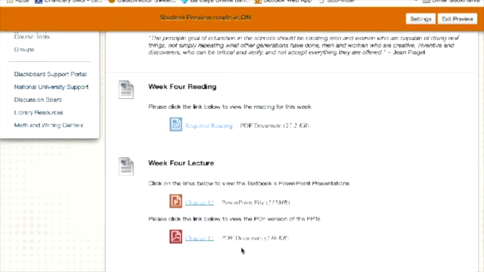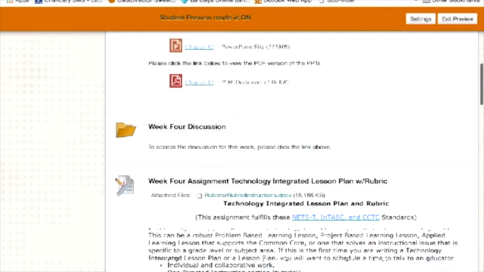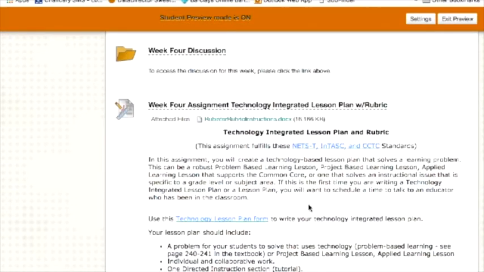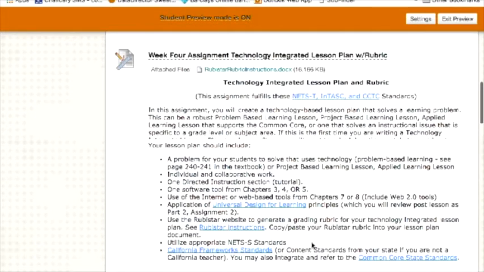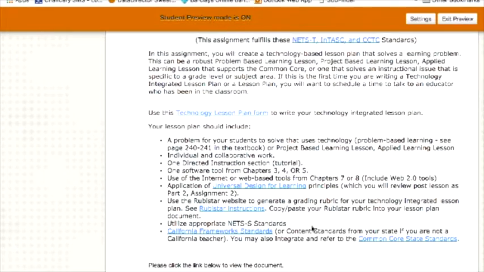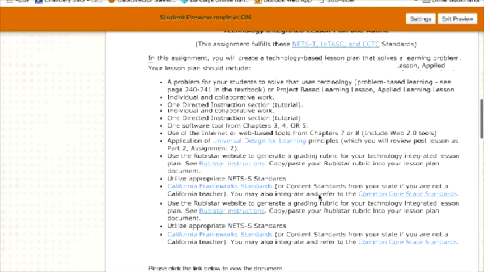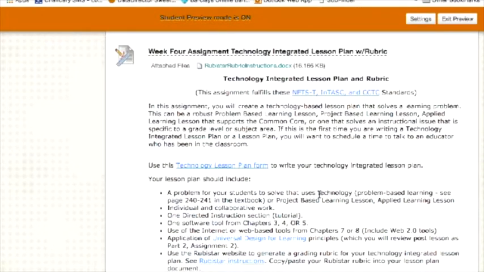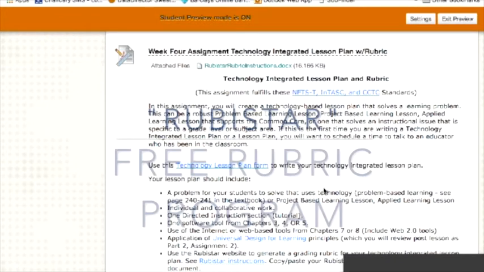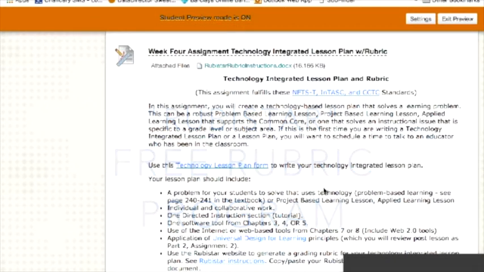Okay, so as we've been mentioning, you're going to be making a technology integrated lesson plan with a rubric. Before we get into the nuts and bolts of what needs to be in your lesson plan, I wanted to draw your attention to the rubric part of it. You're going to be making a rubric and posting it. For your convenience, RubiStar is a free online software program specifically for teachers that you can access.